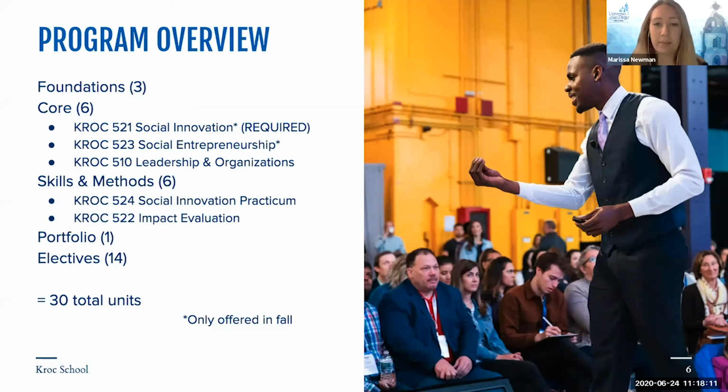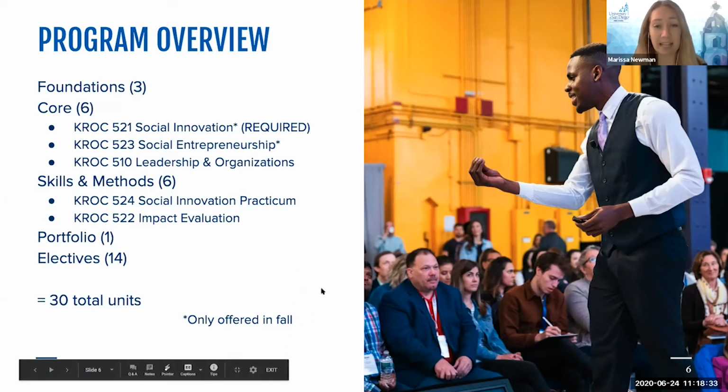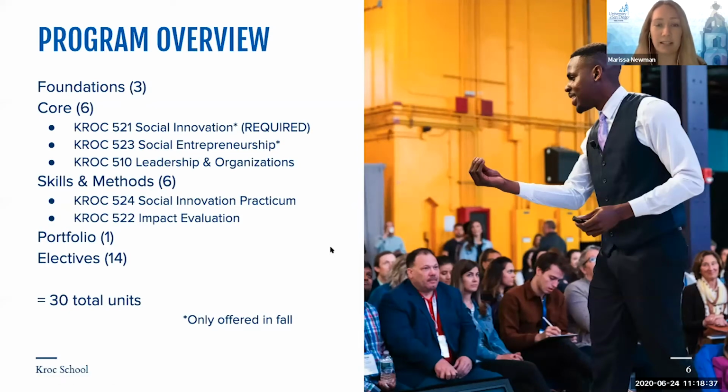Then in your skills and methods area, you're required to take 6 units. So 3 units from 524, your social innovation practicum, and then 3 units from Kroc 522, your impact evaluation course. Then you have a 1 unit portfolio requirement, and that is at the end of your program. And then you have 14 units of electives, and we have a wide array of electives.